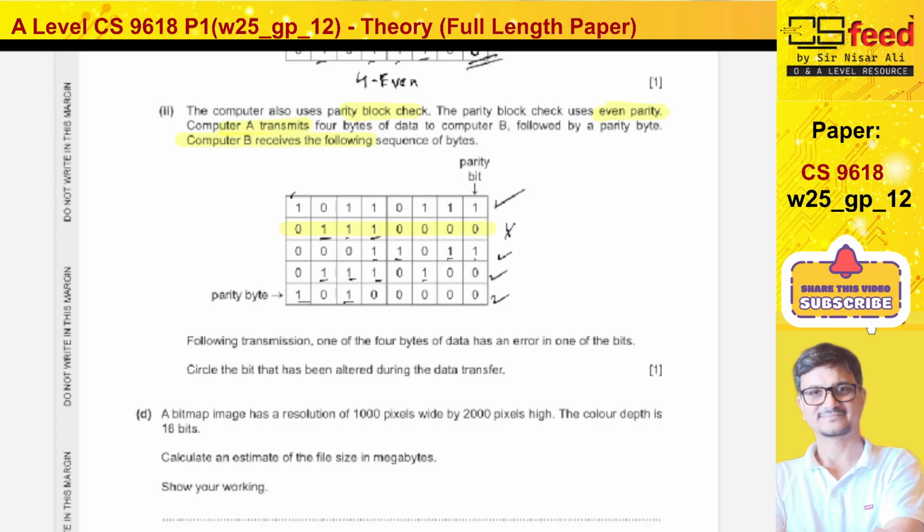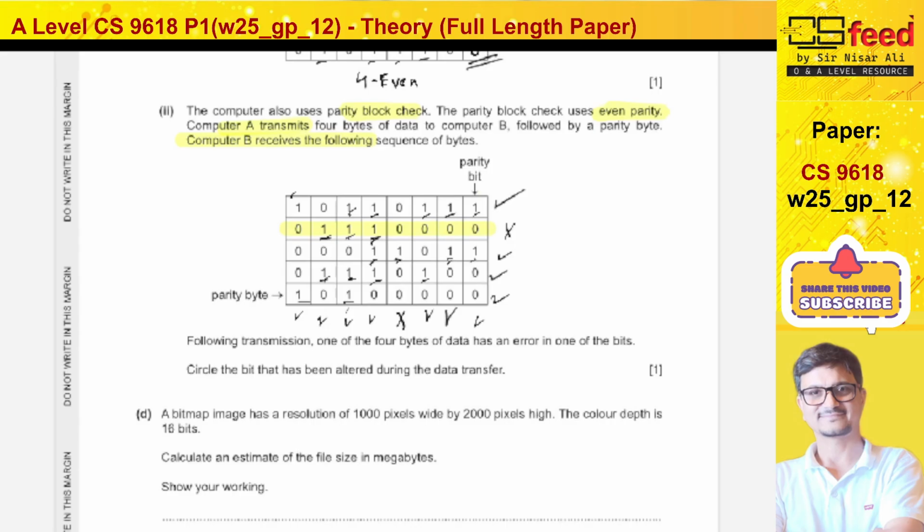So 1, 2. This is correct. 1, 2. This is correct. 1, 2, 3, 4. This is correct. 1, 2, 3, 4. This is correct. 1. So this is incorrect. 1, 2. This is correct. 1, 2. This is correct. 1, 2. This is correct.